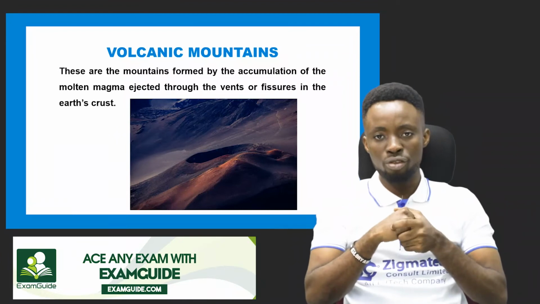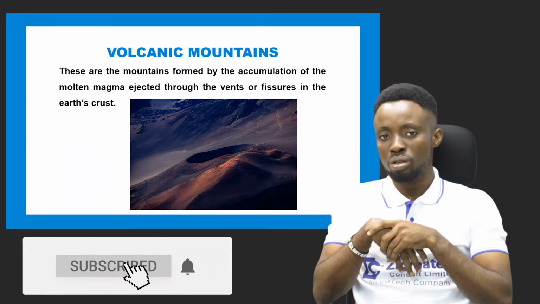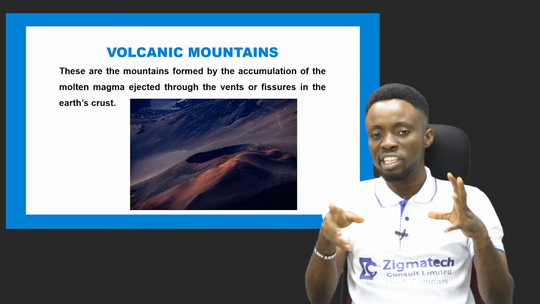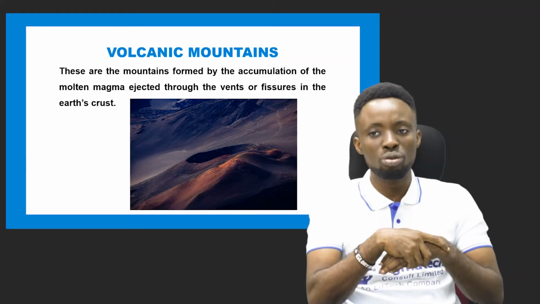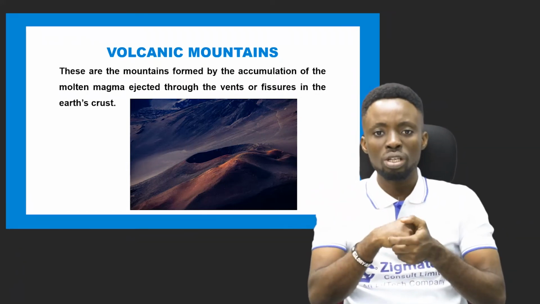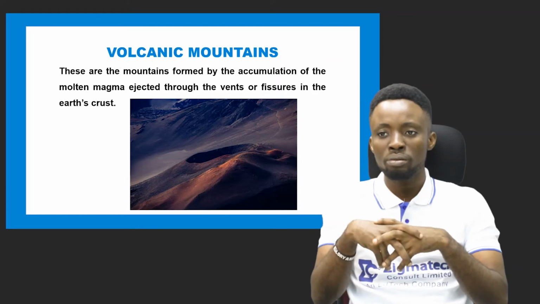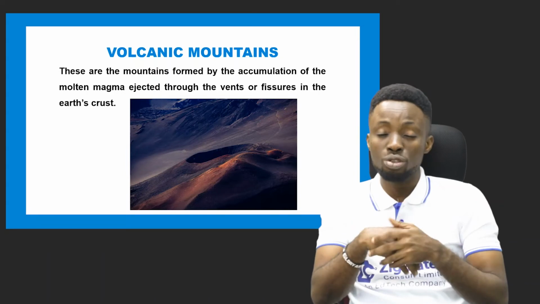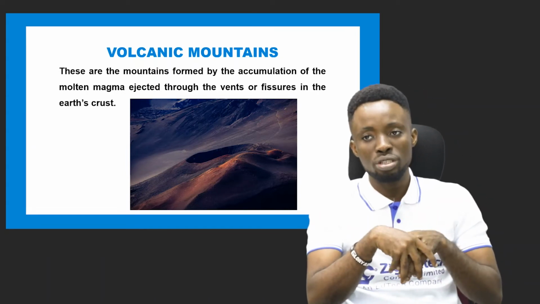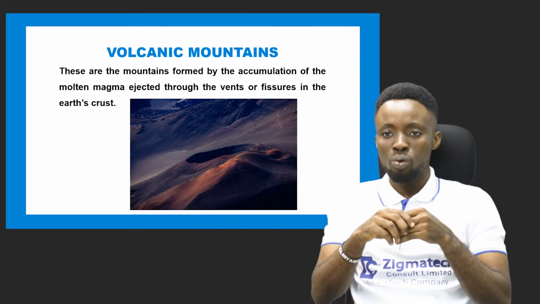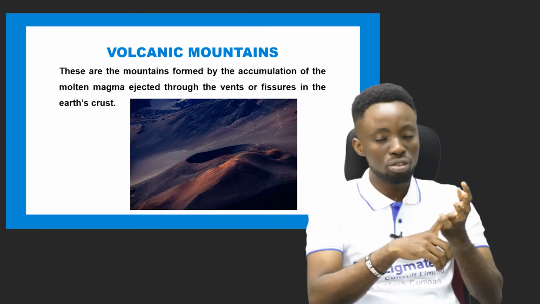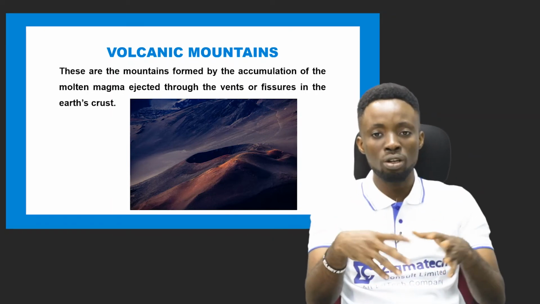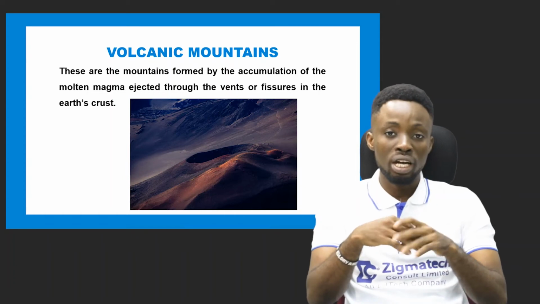So let's look at the next type of mountain, which is called the volcanic mountain. Mountains that are formed from the ejection and accumulation of molten magma and other materials from the magma chamber are called volcanic mountains. And we can as well refer to volcanic mountains as mountains of accumulation. So when we have ejection of lava from the lava vents, it accumulates on the surface along with ash, cinder, and other volcanic materials.